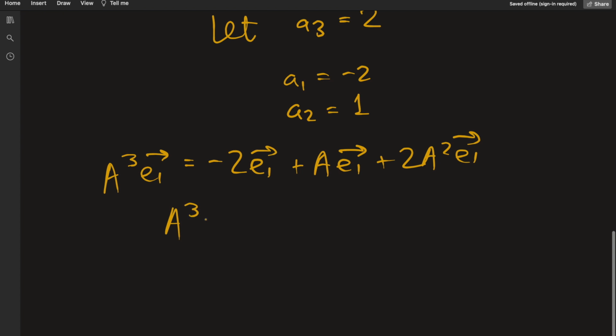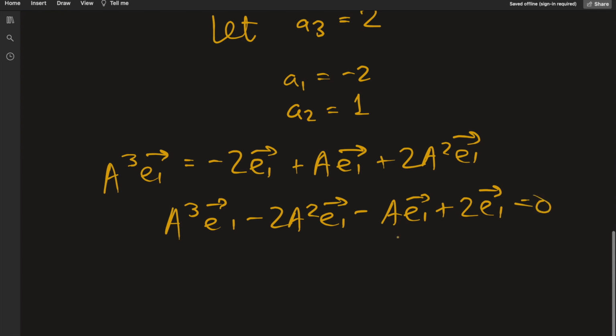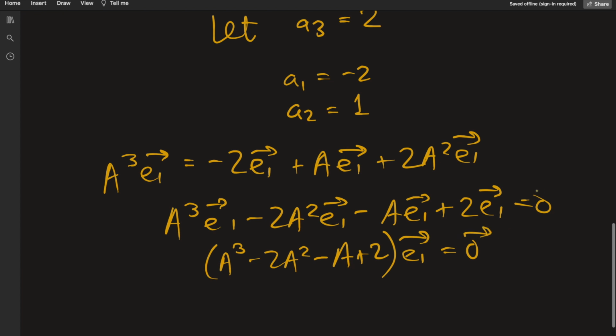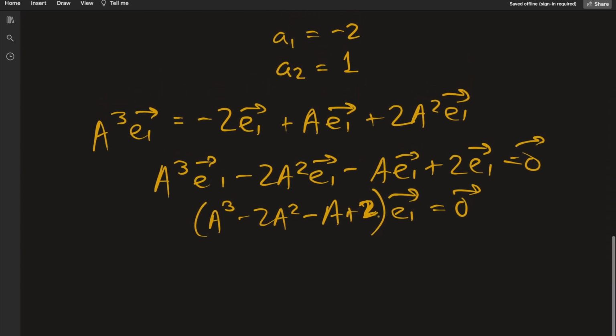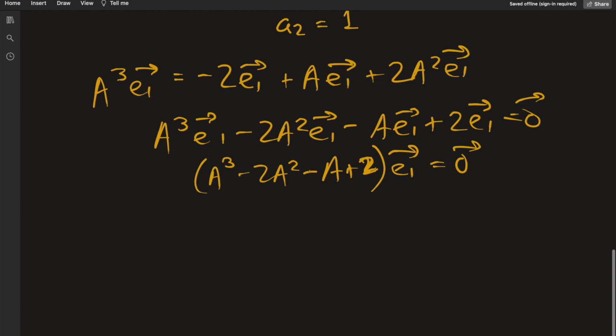Now we can basically just write the terms together. Minus 2A squared e1 minus A e1 plus 2 e1 is equal to 0. Take e1 up front: A cubed minus 2A squared minus A plus 2, times e1, is 0. These are all vectors. Now we know that e1 is not 0, so the only way this could be 0 is if this matrix itself is 0, because what e1 does is just take the first column of it. And if e1 is not 0, the first column of this must be 0.